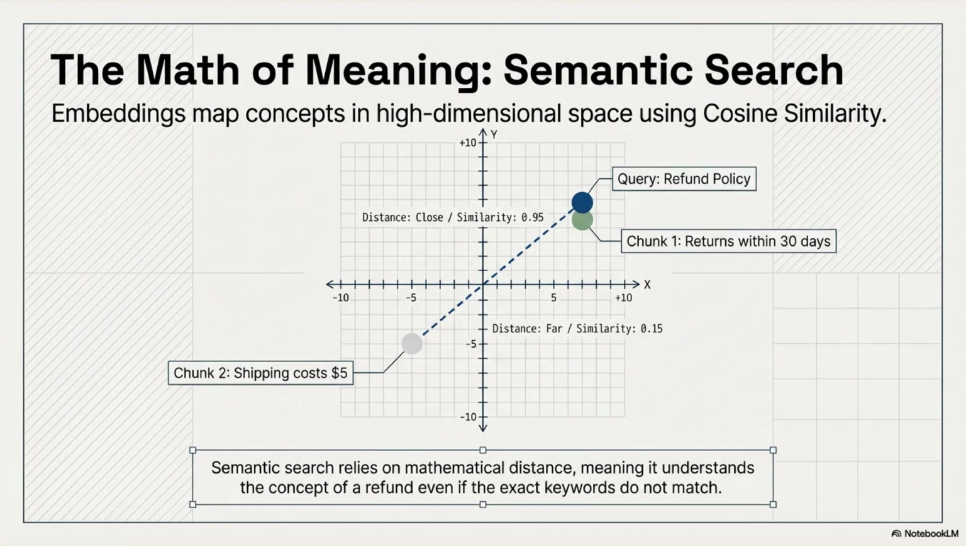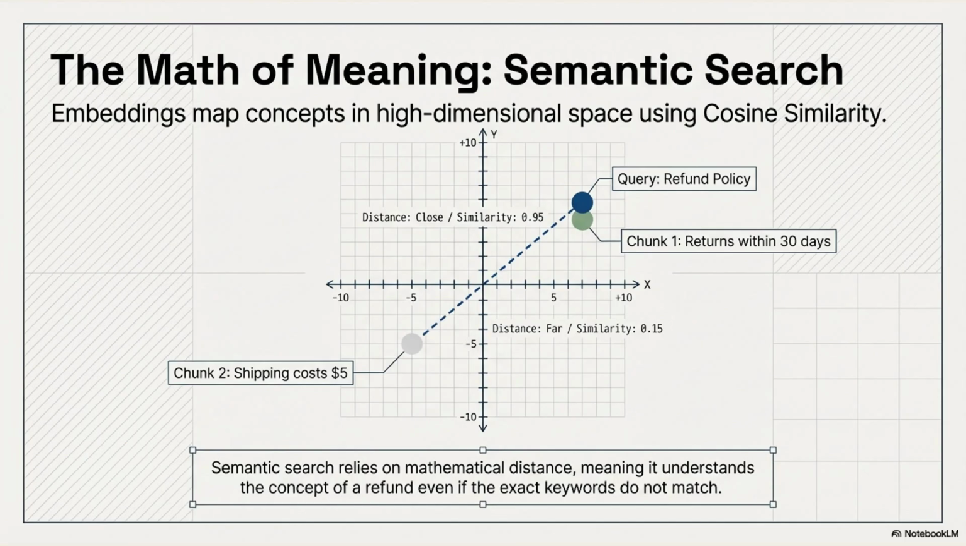There are 3 points on this graph. The dark blue dot in the upper right is labeled Query Refund Policy. The olive green dot right next to it is labeled Chunk 1, Returns within 30 days. Notice how close these 2 points are to each other. The similarity score is 0.95, nearly identical in semantic space. The gray dot in the lower left is labeled Chunk 2, Shipping Costs $5. It's far away from the query point, similarity score of only 0.15.